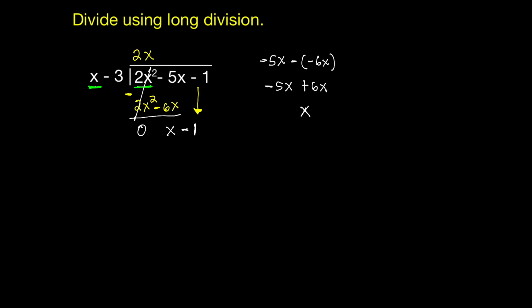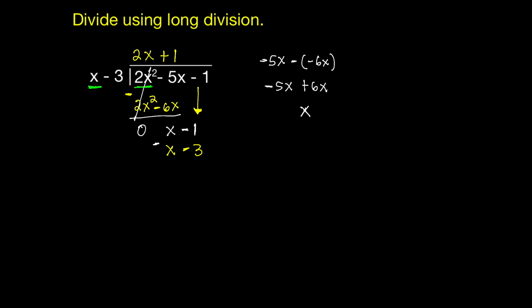We're going to repeat the process. I'm going to look back at my divisor, and I need to find the quantity such that when I multiply it with x, I'm going to get x. And here, that's just going to be 1, positive 1. So I'm going to put a plus 1. x times 1 is going to give me x. And then 1 multiplied with negative 3 is going to give me a negative 3. I'm going to subtract because I want to cancel these out.